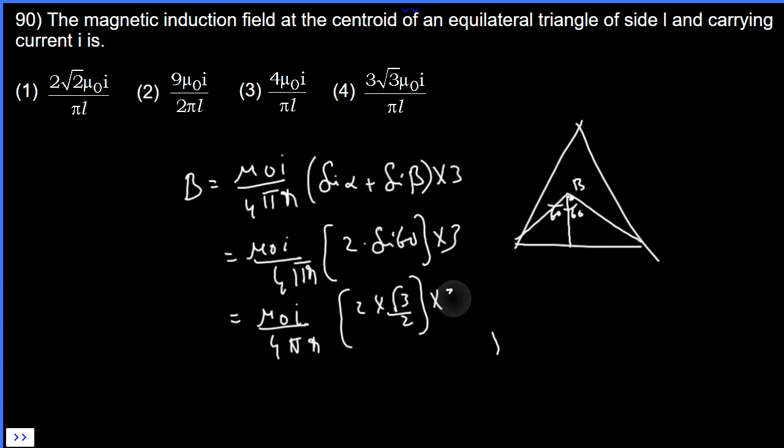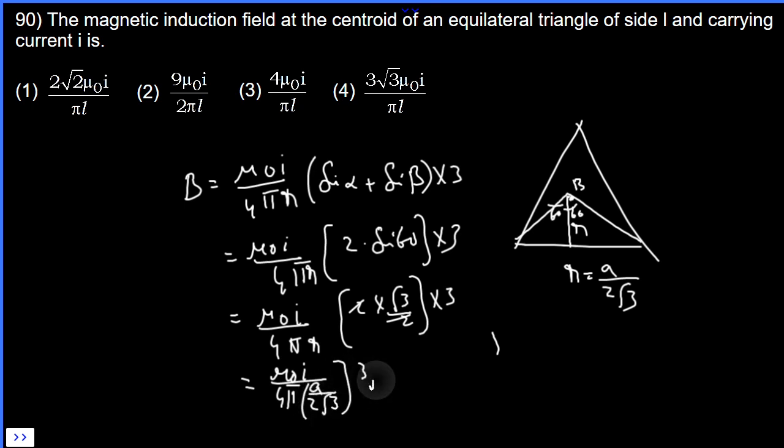Here r means distance, so r becomes a by root 3 from triangle rules. Substitute this in this equation. Here 2 gets cancelled, mu naught I by 4 pi into a, the distance being a by 2, root 3 into 3 root 3. Finally, we get option number 2: 9 mu naught I by 2 pi L, because here A is equal to L.